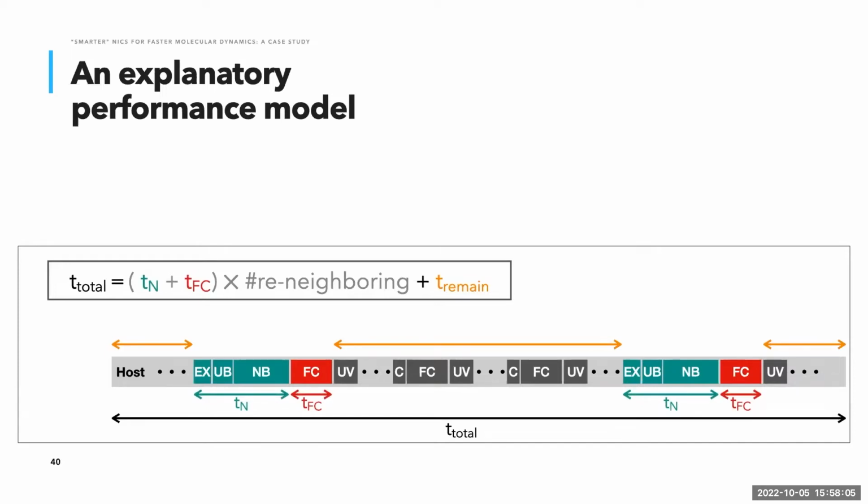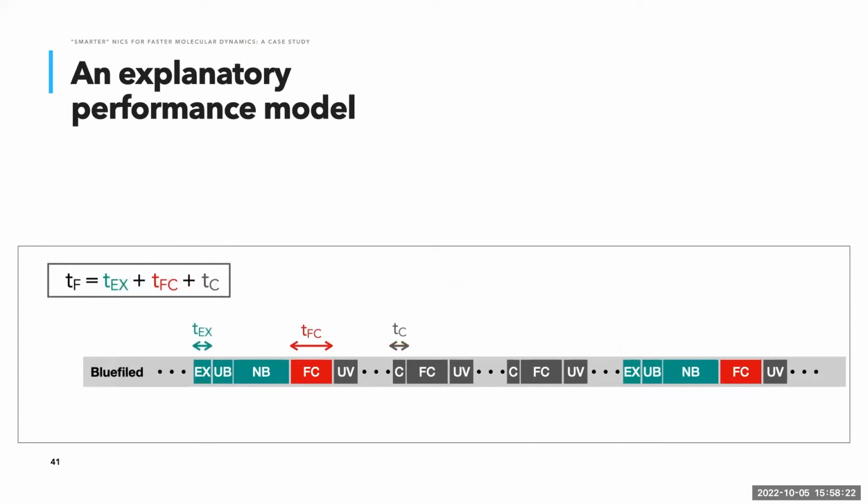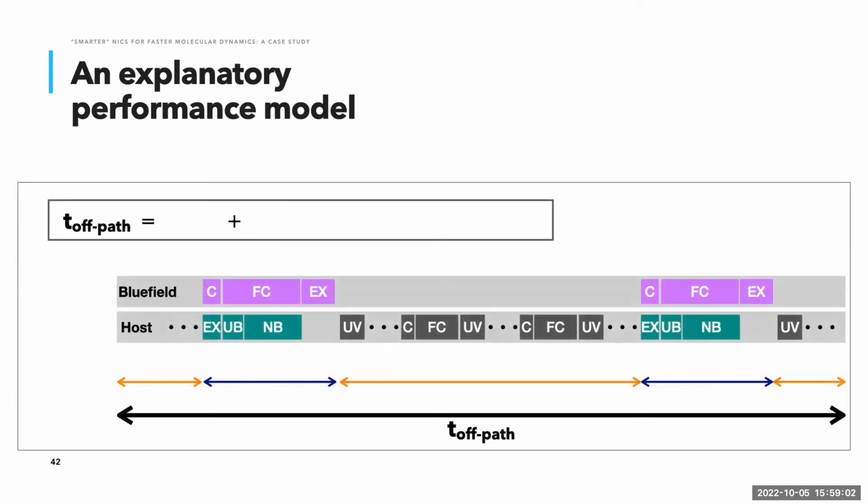The time spent on the reneighboring step consists of a single force compute routine denoted by T sub fc and reneighboring routines denoted here with T sub n. Also, we run unmodified mini-MD in Bluefield-only setting and measure the time spent on the routines shown in this slide. T sub ex is the time required to move particles to their new processes. T sub fc is the force computation time. And T sub c is the time required to communicate the position of particles in the ghost zones by neighboring processes. We use these measured values to estimate the runtime of the off-pass algorithm.